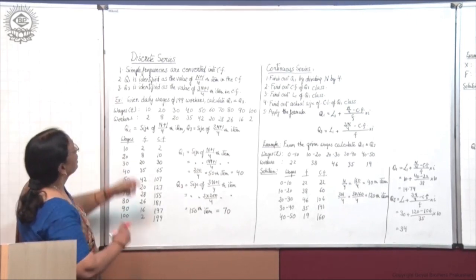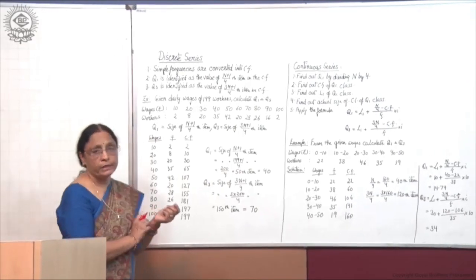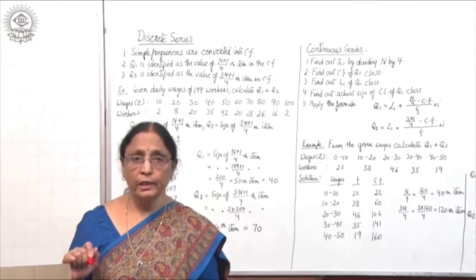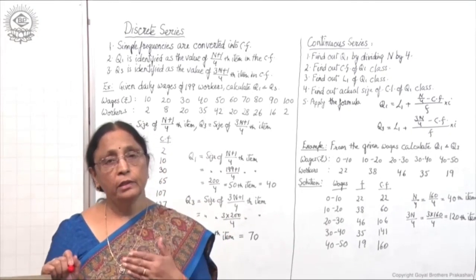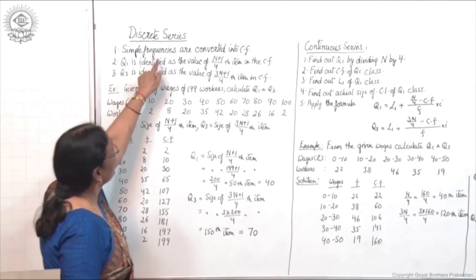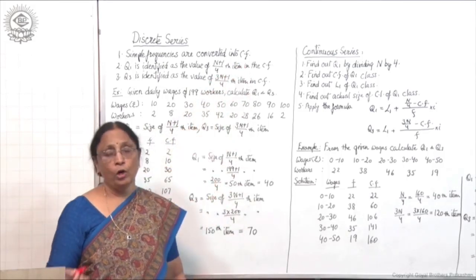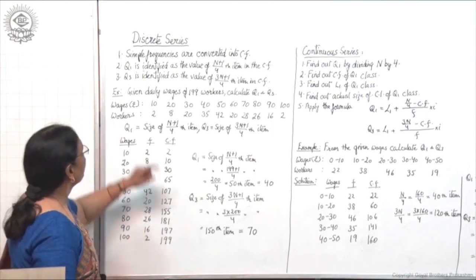First step is simple: frequencies are converted into cumulative frequencies. As I told you, in the discrete series, frequencies are given, but they are given in the simple form, and you have to convert simple frequencies into cumulative frequency, and you know how to convert these frequencies into CF.